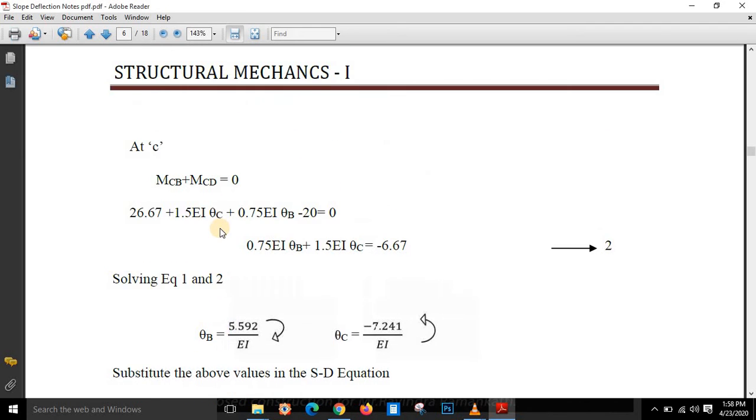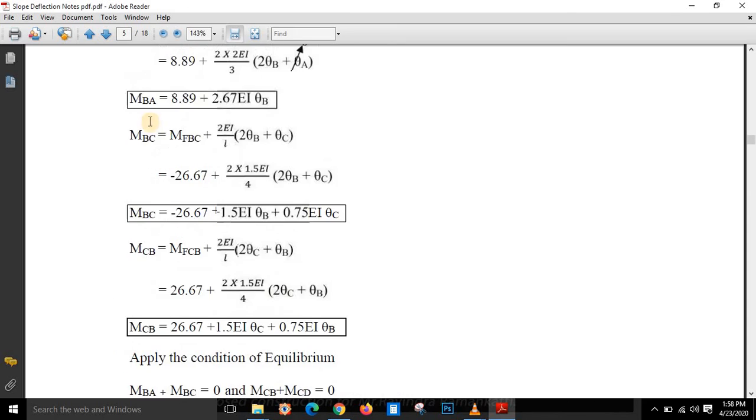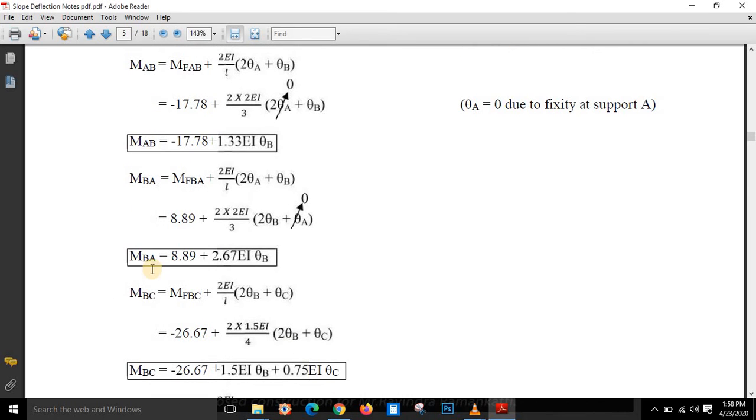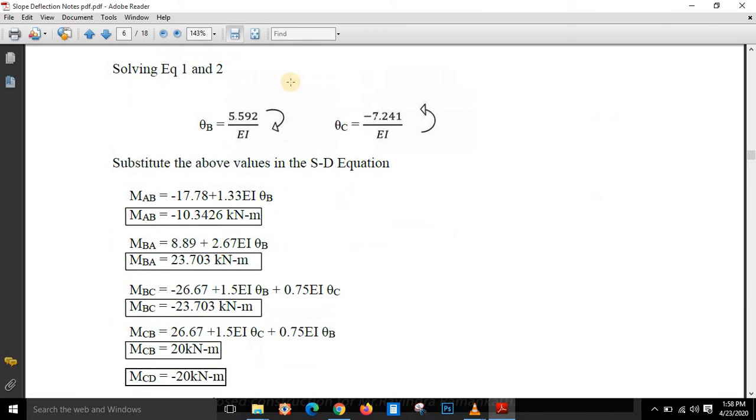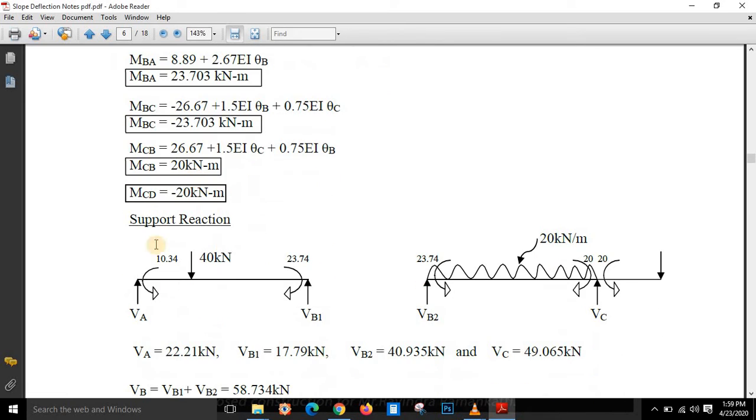After this, to calculate the final moments, I have these equations. You can see this one and this one, and these theta values. I am going to substitute these theta values in those equations to get MAB, MBA, MBC, that means the final moments. So these final moments I have.